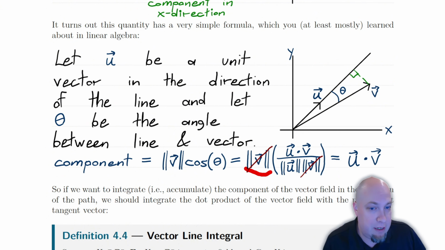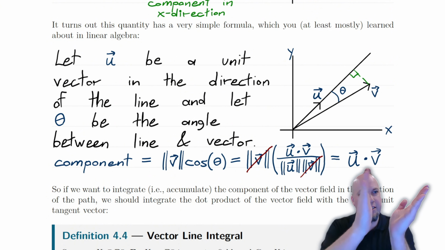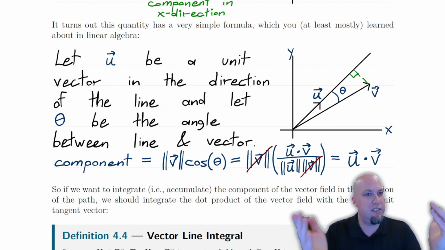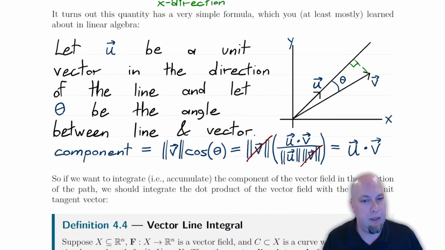There's a length of v down here and a length of v up there, and those cancel out. The length of u down here, well, I specifically chose u to be a unit vector with length 1, so that's just equal to 1 and goes away as well. You're just left with the dot product between u and v. So that's how I measure how much vectors are overlapping. I leave one of them alone, I scale the other one so it's a unit vector, and then I take the dot product. That gives me the component of one of them in the direction of the other.